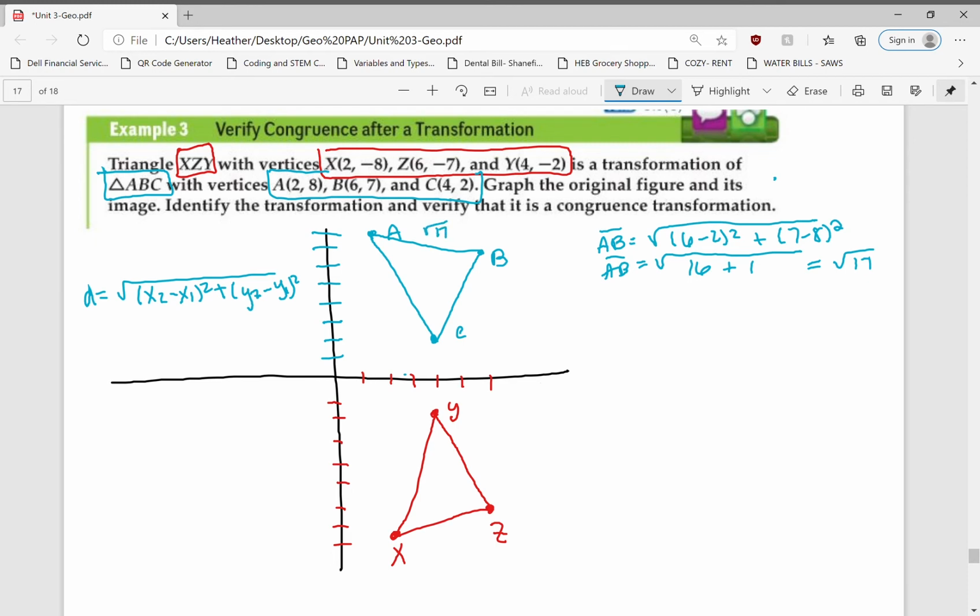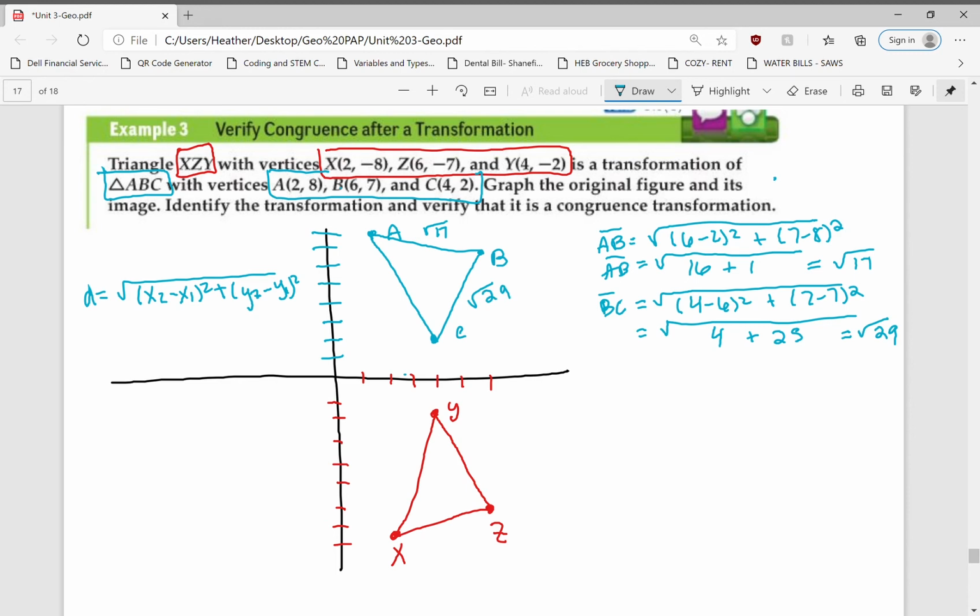Okay, now let's do BC. We're now using points B and C, so 4 minus 6 squared plus 2 minus 7 squared. 4 minus 6 is negative 2, and negative 2 squared is 4. 2 minus 7 is negative 5, and negative 5 squared is 25. So this is equal to the square root of 29. So that's this part.